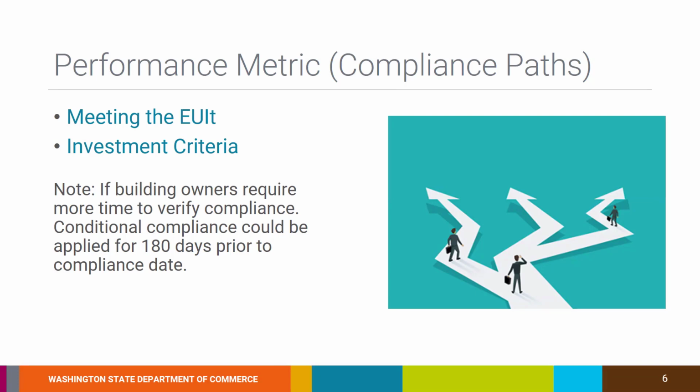Application for conditional compliance may be submitted a minimum of 180 days prior to the scheduled compliance date to avoid penalty for noncompliance. Conditional compliance is a temporary compliance method that demonstrates the owner has implemented energy use reduction strategies required by the standard, but has not demonstrated full compliance with the EUIT or investment criteria. To learn more about compliance through the EUIT criteria or conditional compliance, please refer to the educational resources on these topics located on the Clean Buildings website.